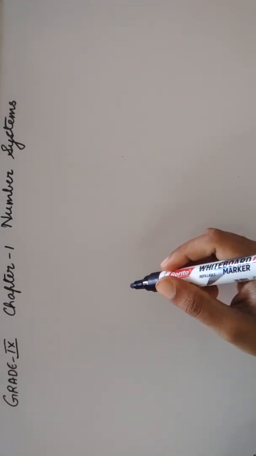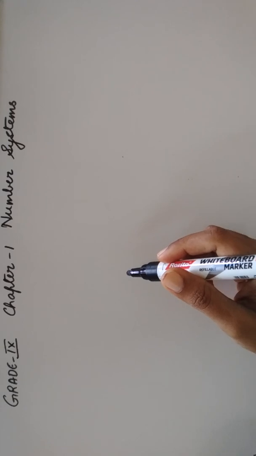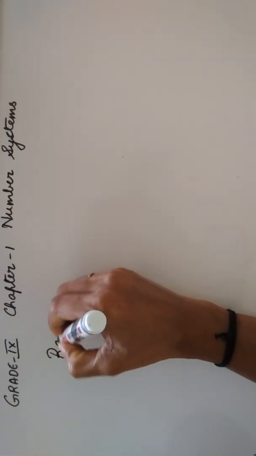Good day, students. This is mathematics class for grade 9, chapter 1, number systems. We have learned the different types of numbers or the number systems, such as natural numbers, whole numbers, integers, rational numbers. So today, let us learn a new category of numbers, that is the real numbers.